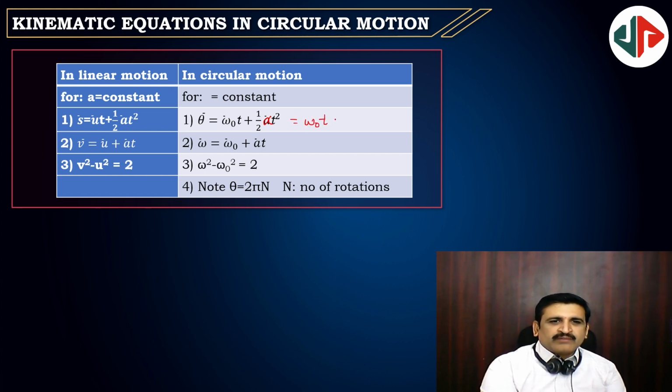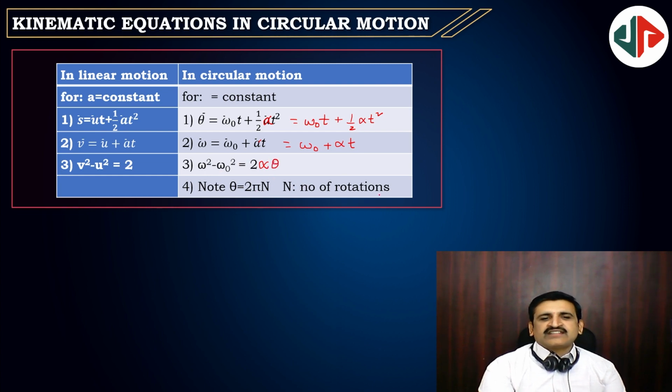Omega naught t plus half alpha t square. And omega equal to omega naught plus alpha t. Alpha is angular acceleration. Omega square minus omega naught square equal to 2 alpha theta. Theta equal to 2 pi n, where n is the number of rotations. Theta is angular displacement, and you can have it in radians.